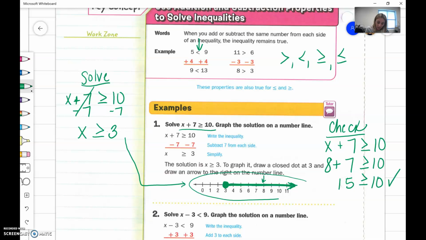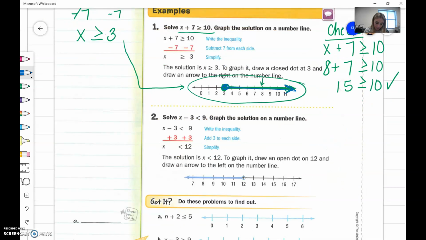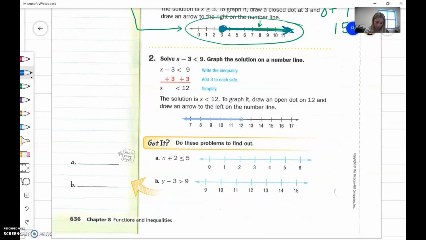This means that all of the ones that I have shown on my line are possible solutions. Is it infinity? Absolutely. That's why there's the arrow at the end. Could 3 be a choice? Absolutely. Okay.